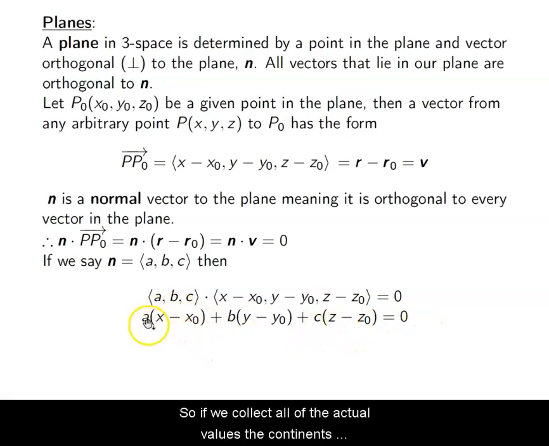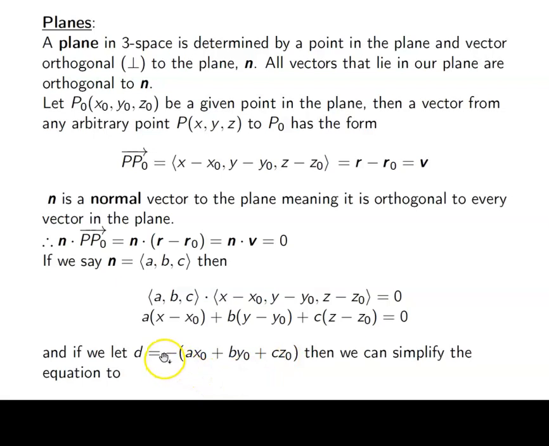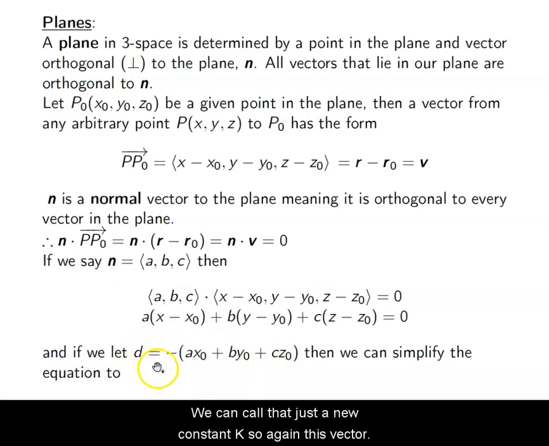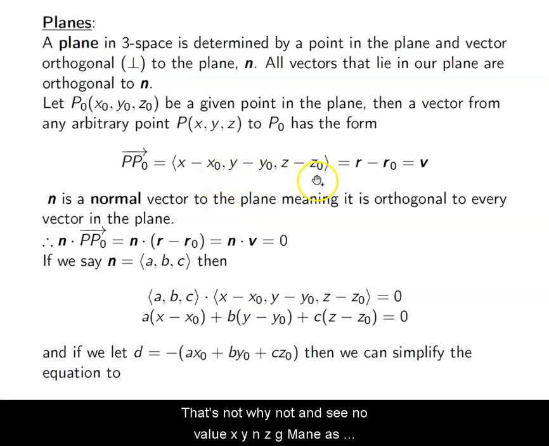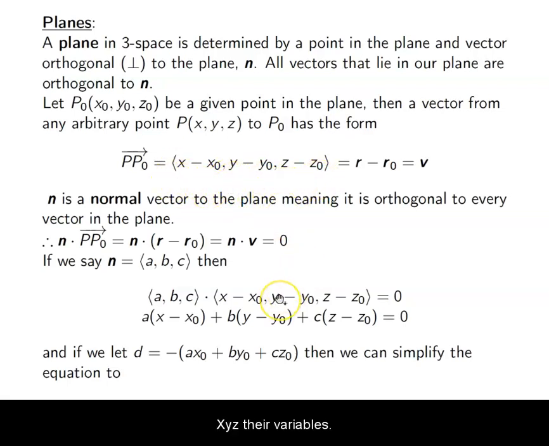If we collect all of the actual values, the constants, which are x naught, y naught, and z naught, multiplied times a, b, and c, then we can call that just a new constant. Again, this vector has actual values. x naught, y naught, and z naught are values. x, y, and z remain as x, y, and z. They're variables, right? They change over time. They represent any other point in my plane.